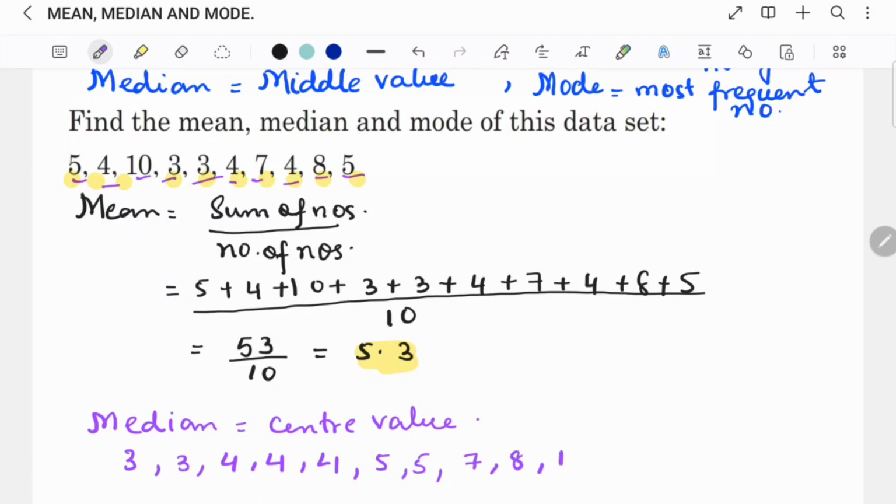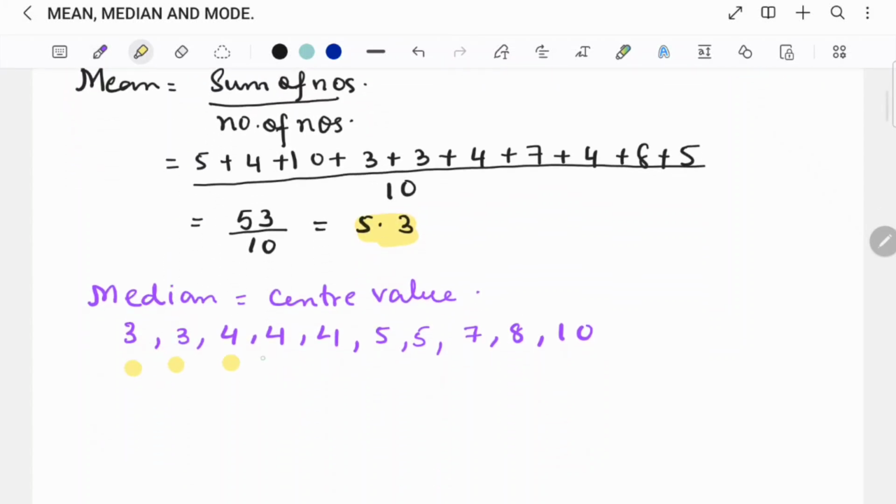Now again, just check that there are 10 numbers. 1, 2, 3, 4, 5, 6, 7, 8, 9, 10. It's important to check, otherwise you cannot find the correct center number. To find the center number, it's very easy. You can see the center number is between 4 and 5.